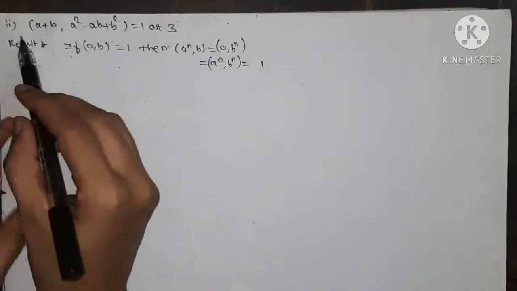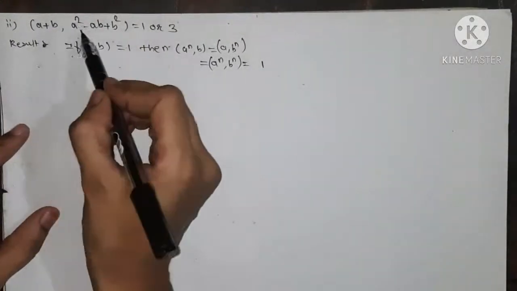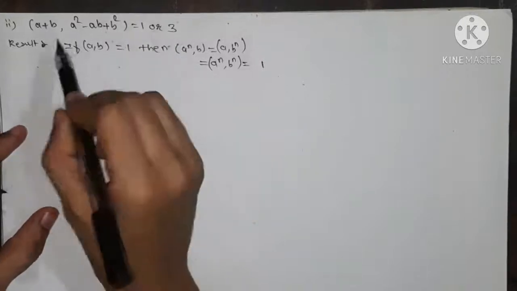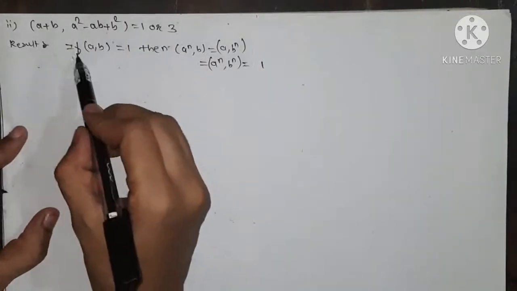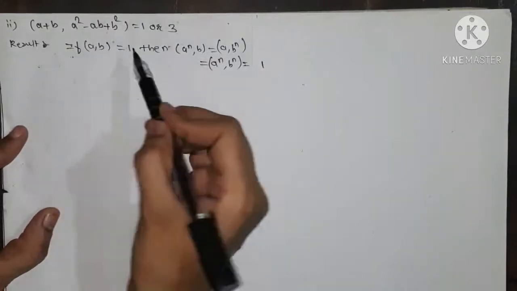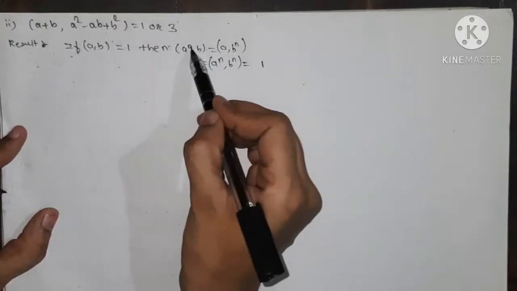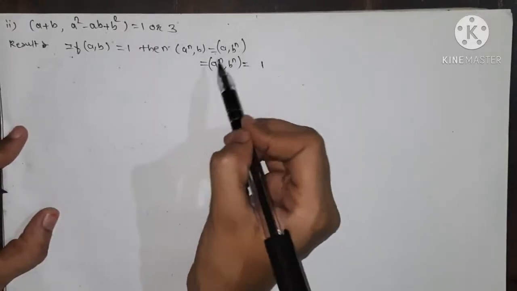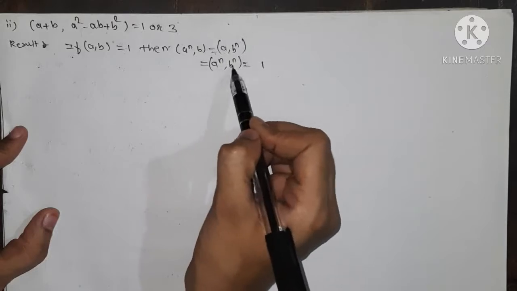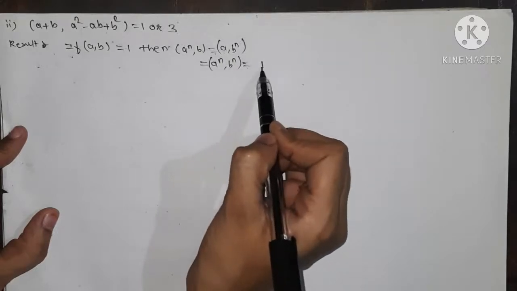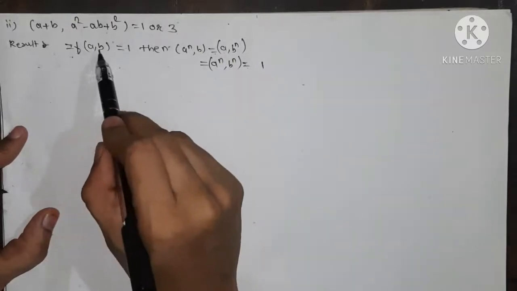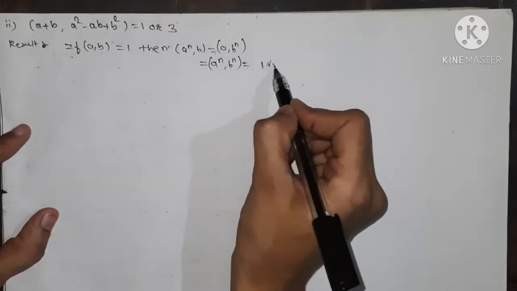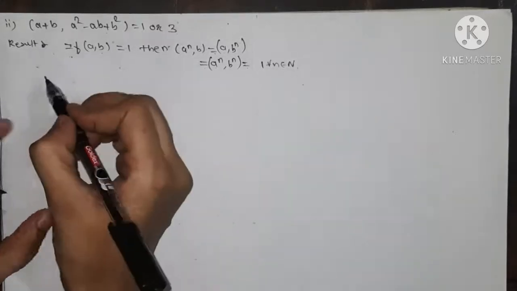So in the second part, we have to prove that the GCD of a plus b comma a square minus ab plus b square is equal to 1 or 3. In proving this, we use the result that if the GCD of a comma b is equal to 1, then the GCD of a to the power n comma b to the power n is equal to 1. That is, if we take the power of a and b, then it is also equal to 1. This is true for all n belonging to capital N, that is natural numbers.